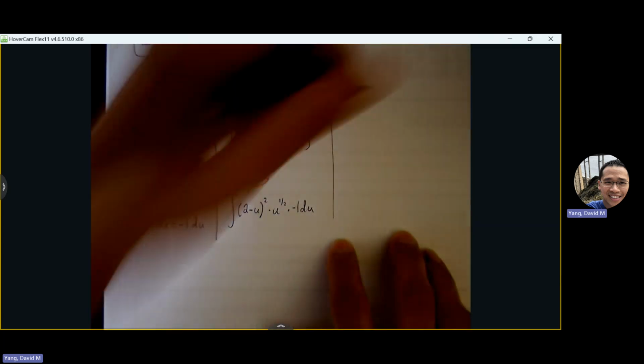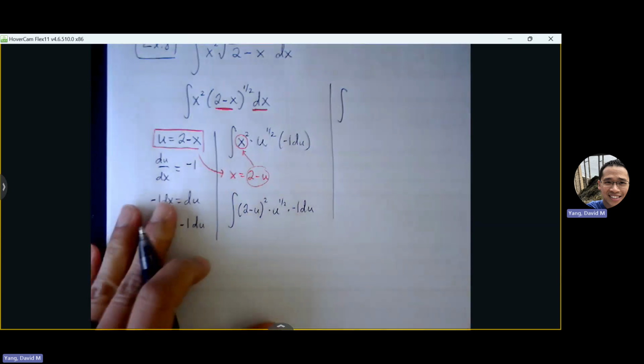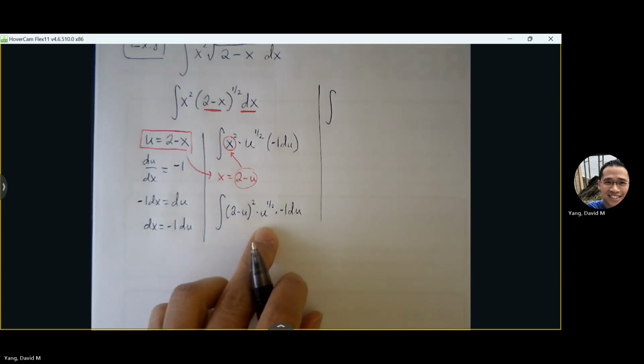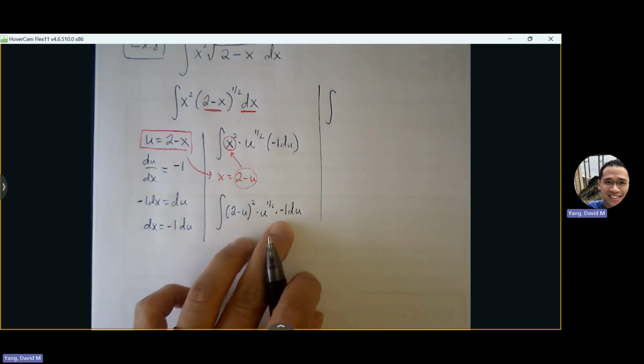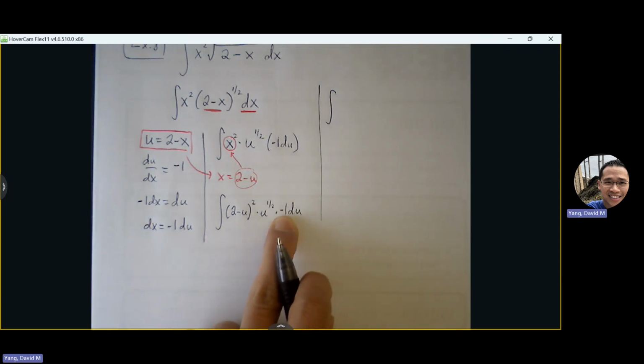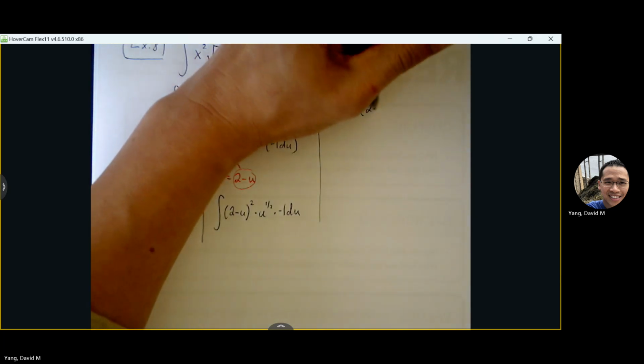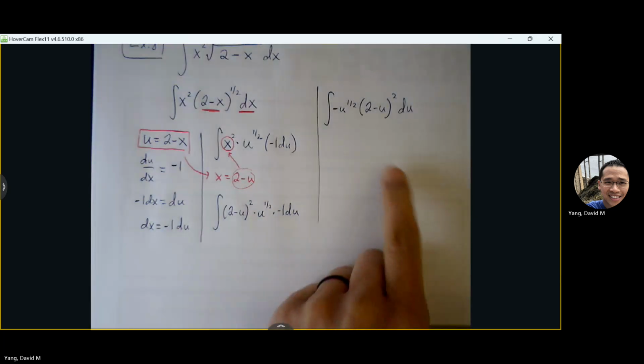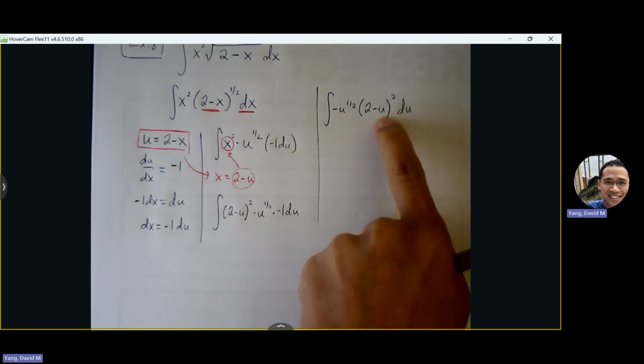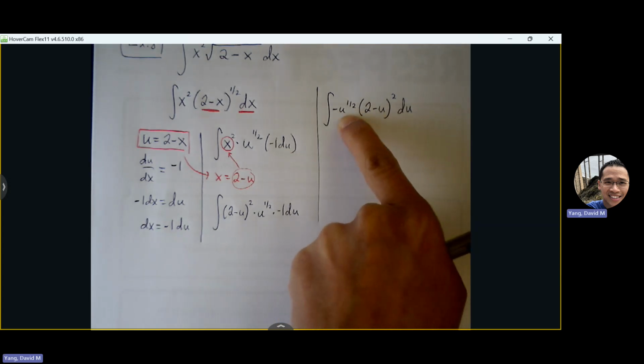But before we do that, I'm going to rearrange it in a way that limits the amount of expansion I have to do. So I'm going to pull the -1 and u to the 1/2 in front. My next step is I'm going to FOIL and expand out this set of parentheses, and then I'll distribute the -u through.